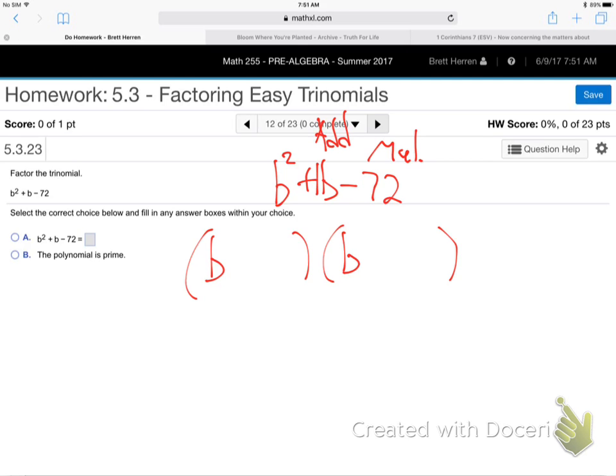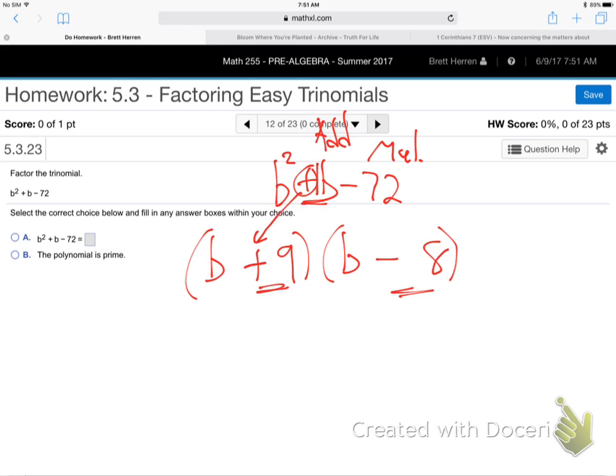Okay, so, yeah. What's 72? 9 times 8, 8 times 9, whichever order, doesn't matter. And then how do the signs go? Sign in the middle is always taken by the bigger. And then the other sign is whatever works. So plus 9 and what? Minus 8 makes plus 1.